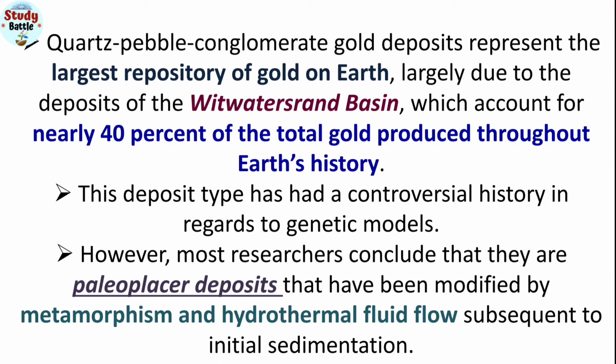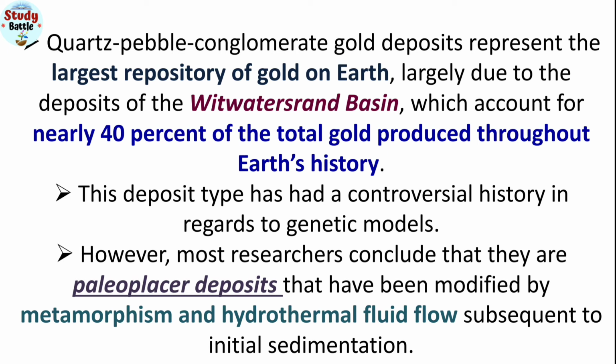And if we talk globally about the type of deposits we are getting in the QPC, quartz pebble conglomerate gold deposits represent the largest repository of gold on the earth. So the gold we are getting globally is included in the quartz pebble conglomerate. So this QPC is very important from the economic point of view. You are getting different types of minerals, uranium is there, gold is there, and other important minerals are also there.